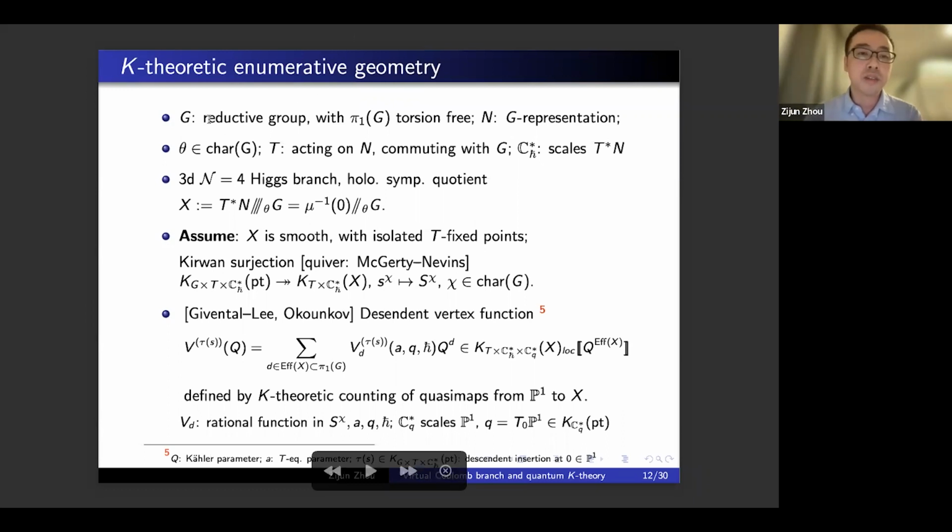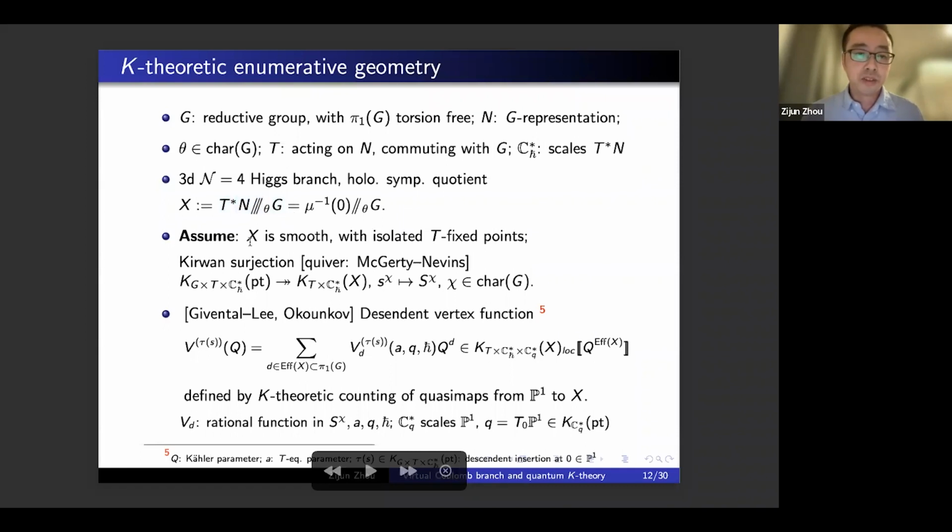So again, we have this reductive group G, which is a gauge group, and the representation N. And we have the flavor symmetry, but now we have one more C star. This is C star ħ, which scales the cotangent fiber of T star N. And we take the T star N quotient by G. This is a hyperkähler quotient.